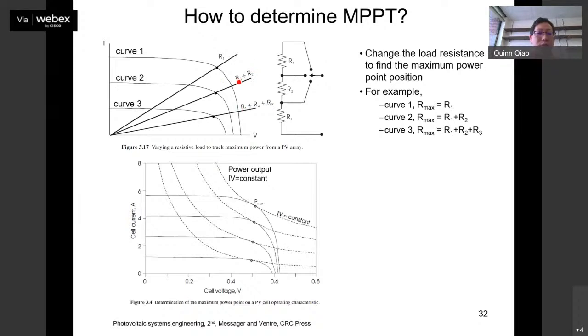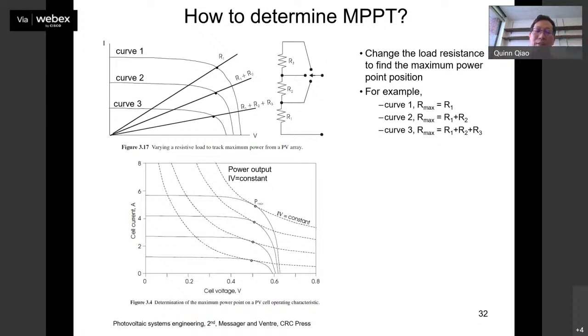You can also have R2 itself, R2 and R3, R1 plus R3, R2 plus R3, or R2 itself, R3 itself. Then you can plot the curve and find the maximum power. That's basically the way the industry figures out the maximum power point.